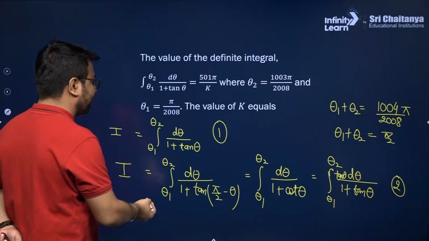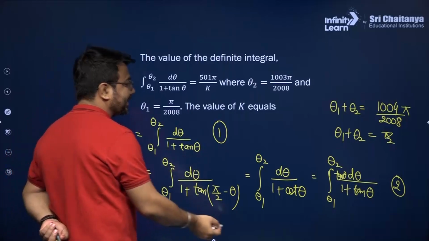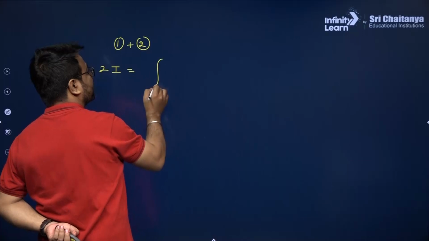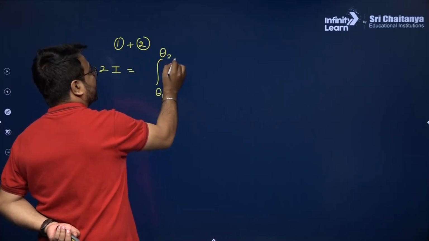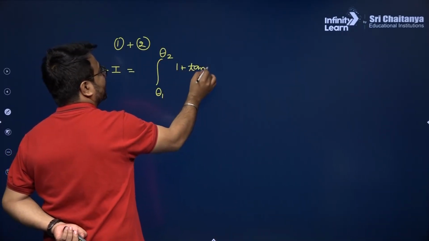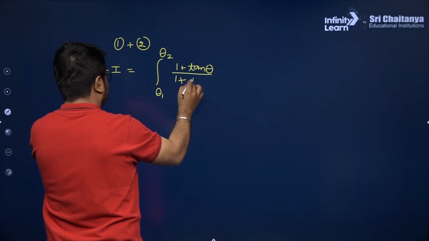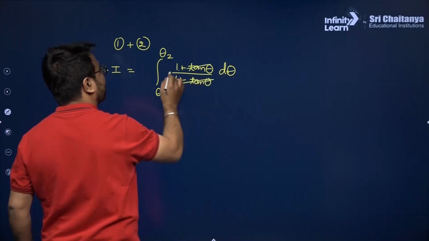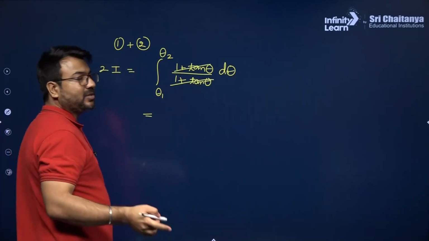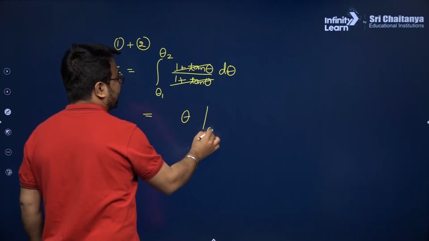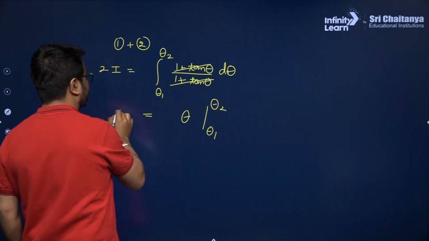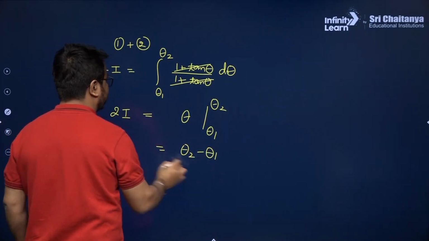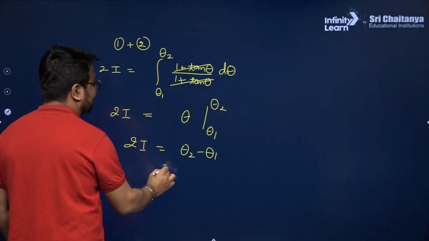And here what will happen? Here we are observing 1 plus tan theta is present in the denominator here also and here also. So this will be converted to theta 1 to theta 2. 1 plus tan theta will be there in the numerator as well as in the denominator. So these two will get cancelled and we are left with only 1. Integration of 1 will be theta itself, and here we have theta 1, here we have theta 2, this is 2I. So it will be converted to theta 2 minus theta 1, which is 2I, theta 2 minus theta 1.